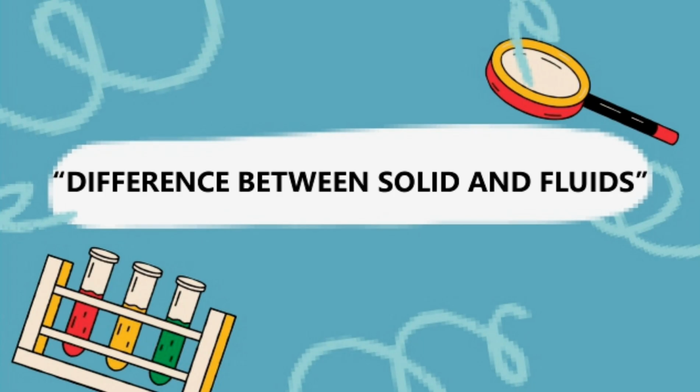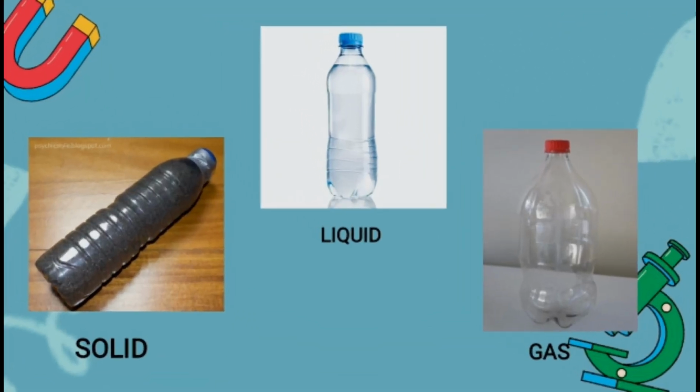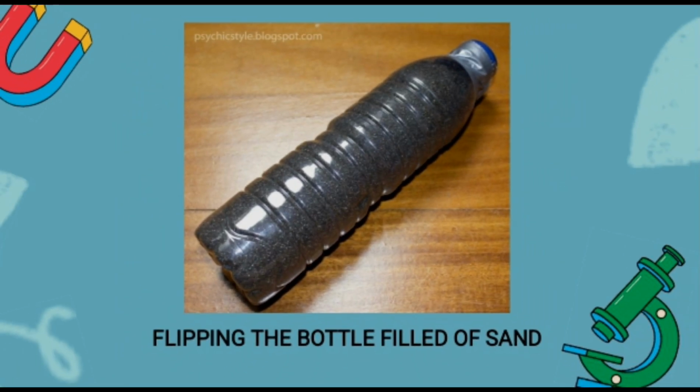Before we start our discussion, I have here three bottles which are filled with water, sand and an empty one, which represents the solid, liquid and gas. Imagine we are flipping the bottle that is filled with sand. The sand won't flow freely and will stay in place, making it more stable but heavier.